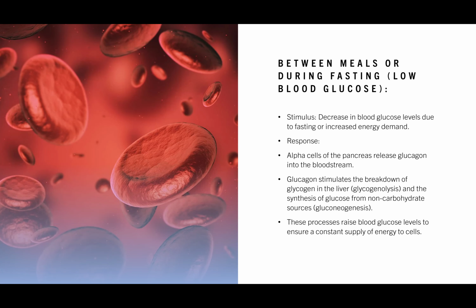For low blood glucose levels now, we have a decreased amount of glucose in the blood. What is the response now? Our alpha cells will now produce glucagon, stimulating the breakdown of glycogen via glycogenolysis, and the synthesis of glucose from non-carbohydrate sources, gluconeogenesis.